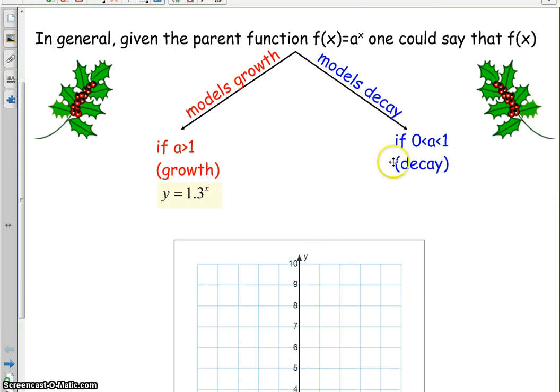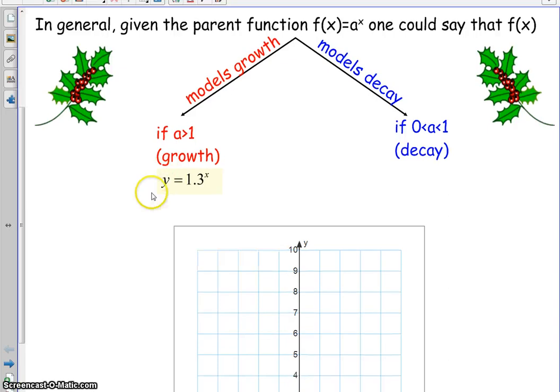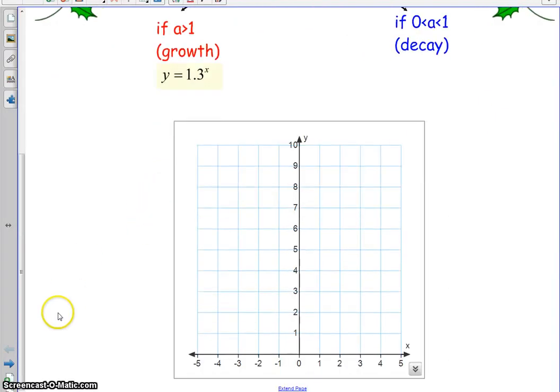And that's key, okay, because we're going to have some problems that involve exponential growth and exponential decay. You need to make sure you're on the right track by making sure that your base models growth by being larger than 1, or models decay by being less than 1, because that's a really common source of error.